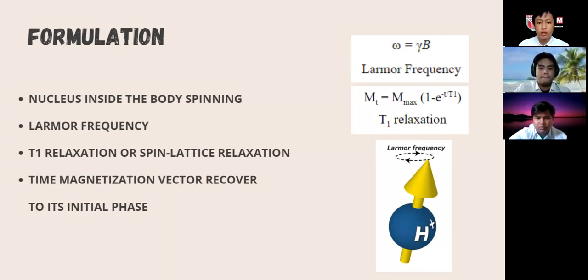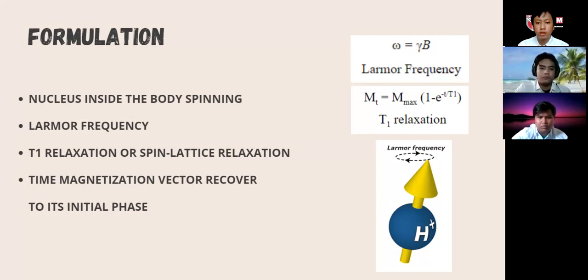T1 relaxation is the measurement of how the magnetization factor converts to its initial phase. In other words, we can say that it is when the nucleus goes back from the high energy state to the ground state. The T1 relaxation formula consists of Mt equals Mmax times 1 minus e to the power of minus t over T1.